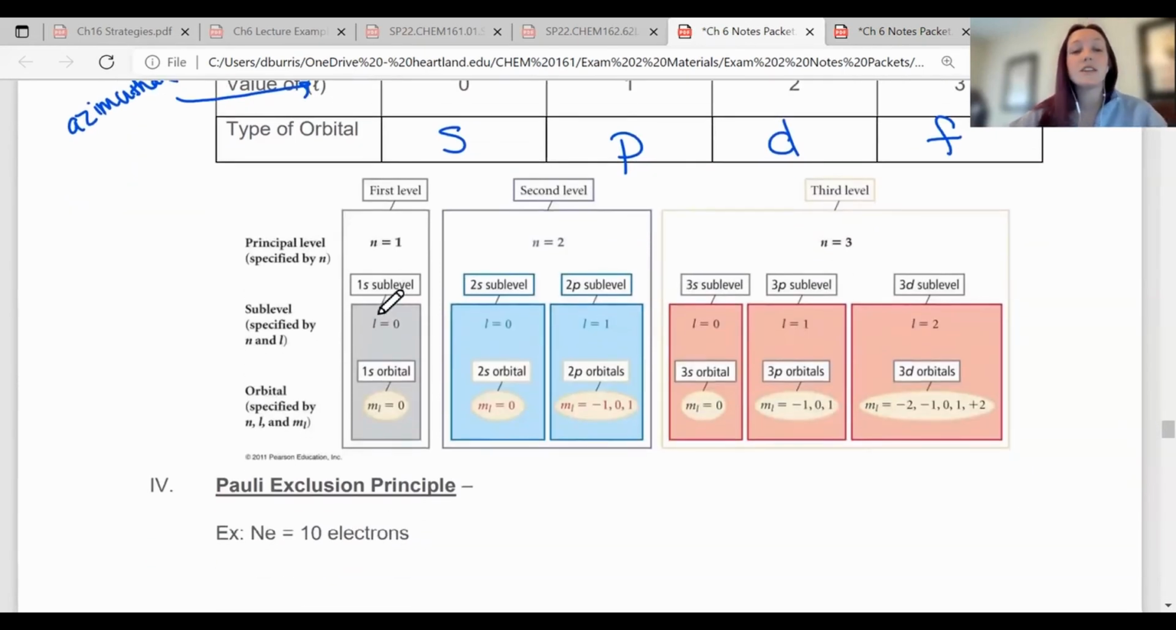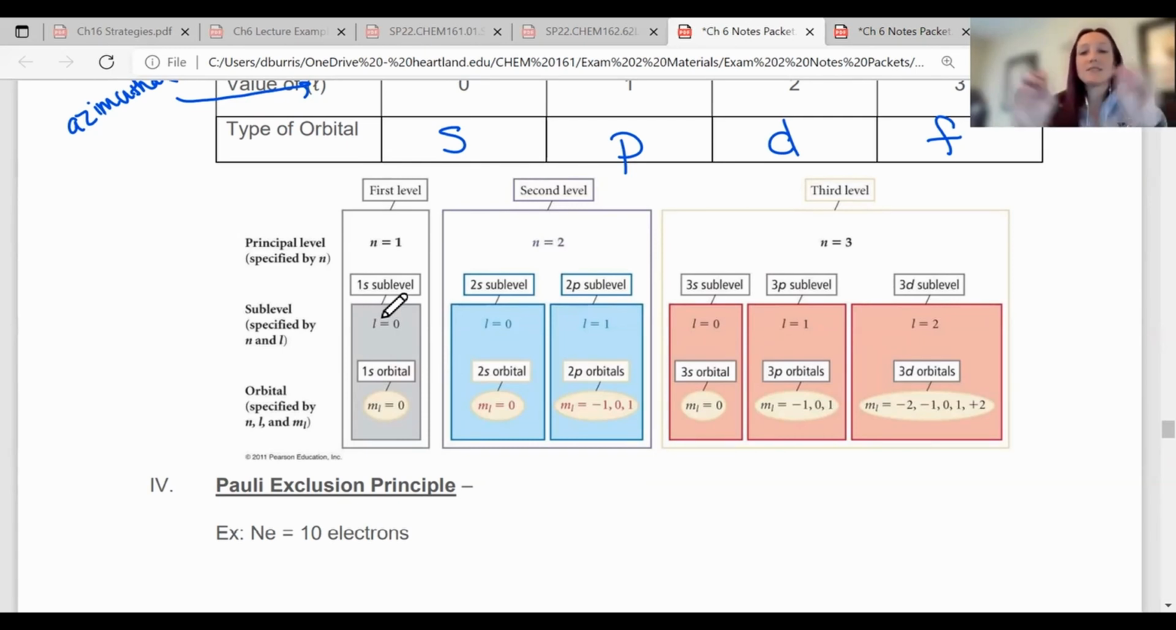The azimuthal quantum number then tells us the magnetic quantum number, which can only be negative L all the way through positive L. If my only option for L is 0, then the magnetic quantum number is also 0. That's all I can have. Then in each of those orbitals, you can have either a spin of 1/2 or a spin of negative 1/2, and that tells you the two different electrons in that orbital.